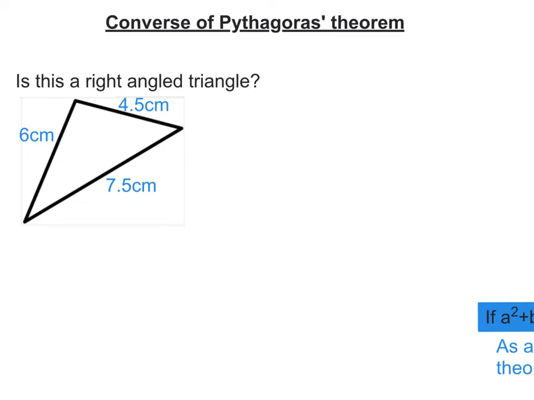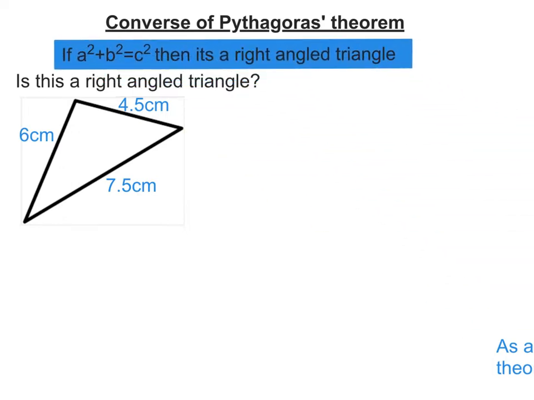In this video, we're going to look at the converse of Pythagoras' theorem. Now, Pythagoras' theorem said if you have a right-angled triangle, then a squared plus b squared equals c squared. Well, the converse of Pythagoras' theorem says the other way around, that if you have a squared plus b squared equals c squared, then it's a right-angled triangle. And we use that to prove if something is right-angled or not.